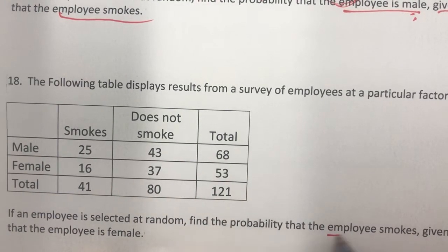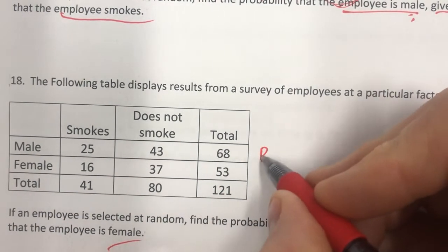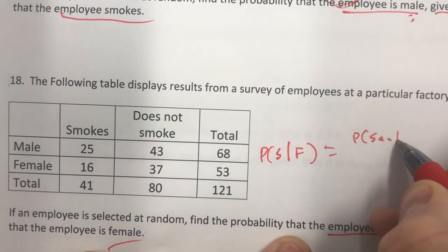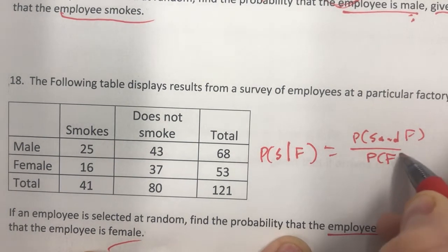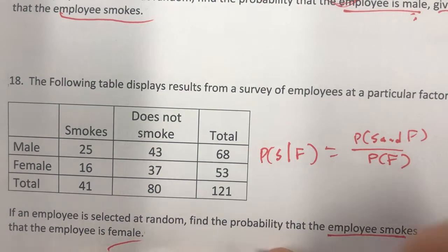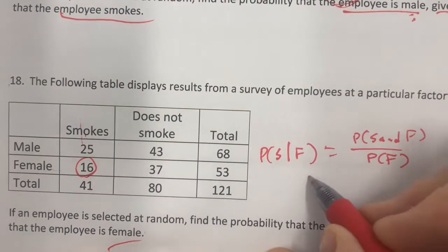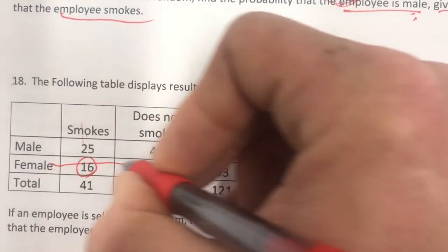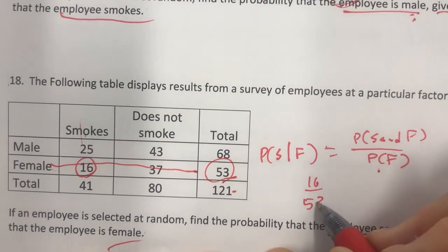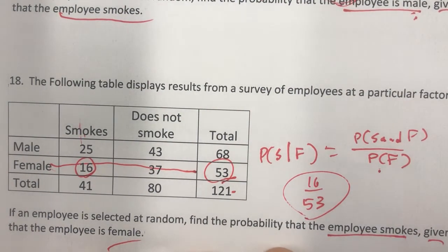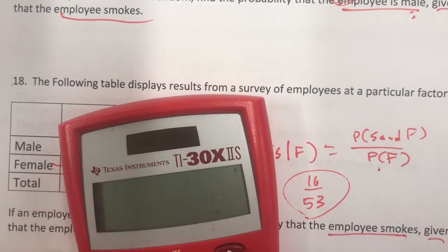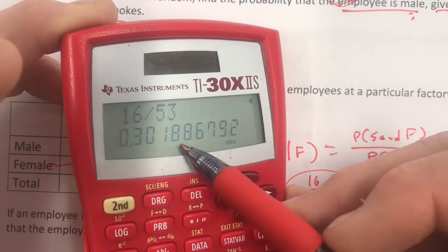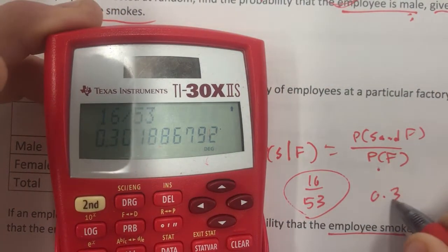And then last one on this bunch. Find the probability the employee smokes given they're female. So probability smokes given female. This is probability smokes and female divided by probability of being female. So smokes and female is 16, right there, 16 out of 121. Divided by probability that they're female. Female is right here, 53 out of 121. And the 121s will cancel. I just divide those. 16 divided by 53. And there you go, 301. But look here now, this 8 makes the 1 go up, so it'll be 0.302.